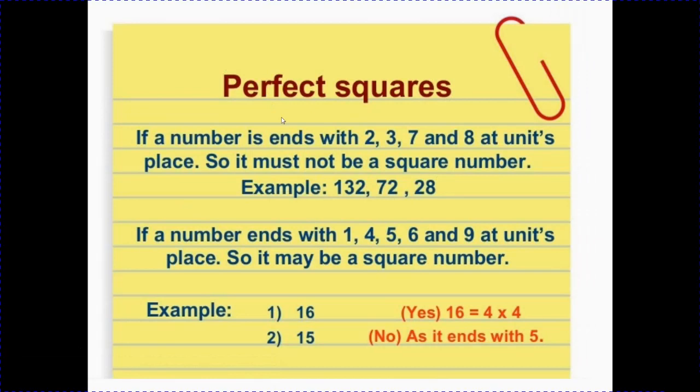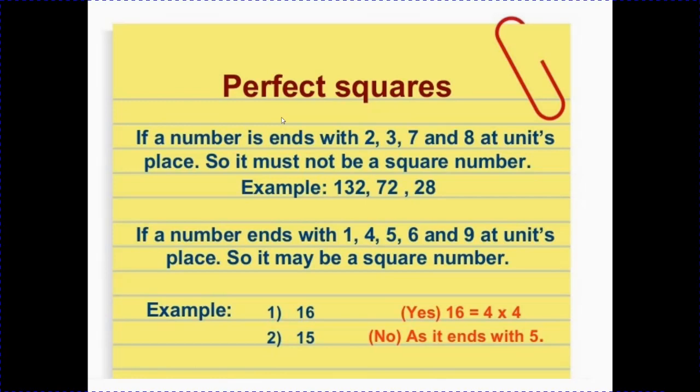So here are some examples. 132. Here 2 is at its unit place, so it cannot be a square number. Even 28. 8 is at its unit place, so it cannot be a square number.